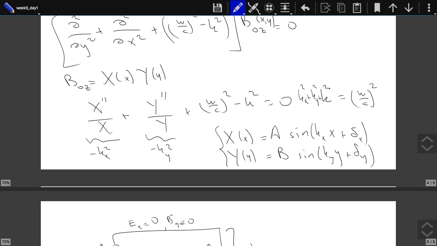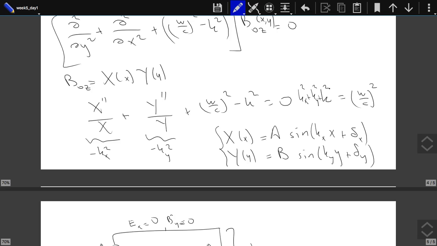Now, I can solve for x and y functions. They will have this form. This kx is that kx over there, ky is that ky, and a, b, delta x and delta y are just some arbitrary constants that I should choose in order to satisfy my boundary conditions. Now, there are 2 issues over here. One, why did I choose a negative number here? Why not just set this one equal to kx squared and this one equal to ky squared? Why did I put that minus sign?